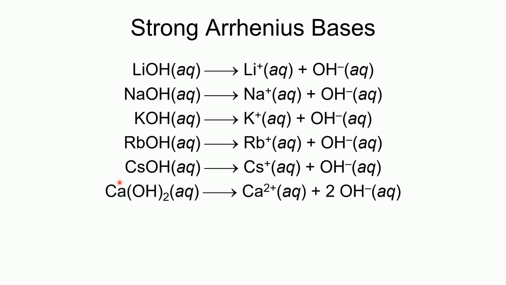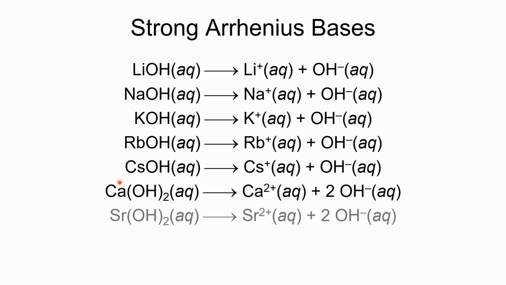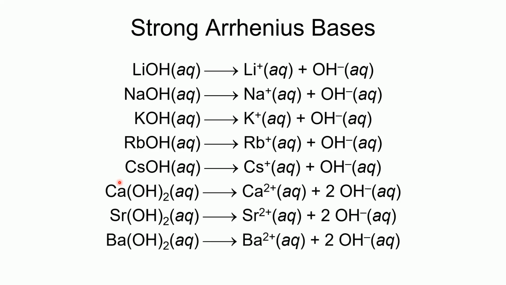For our group 2 metal hydroxides, that's going to include calcium, strontium, and barium, which are those bottom three in group 2A. And again, right below there is radium hydroxide. Radium would also be a strong base, but again, it's so radioactive, we're going to ignore it.